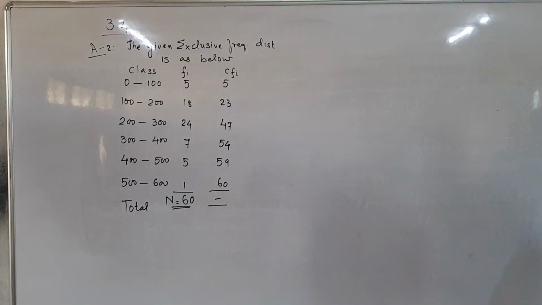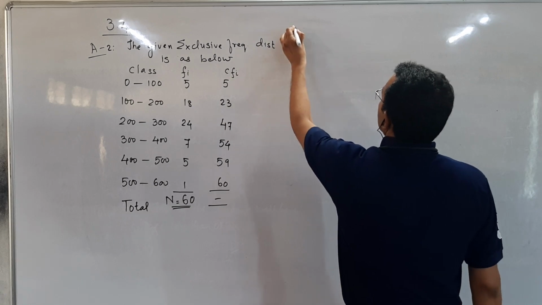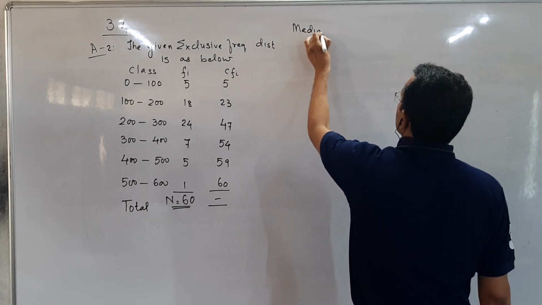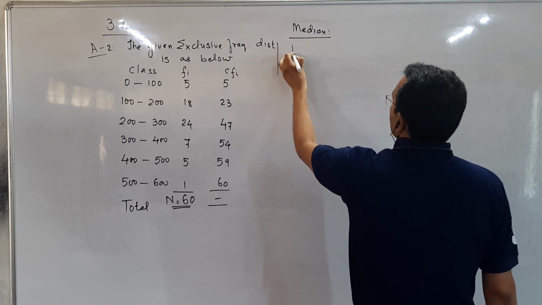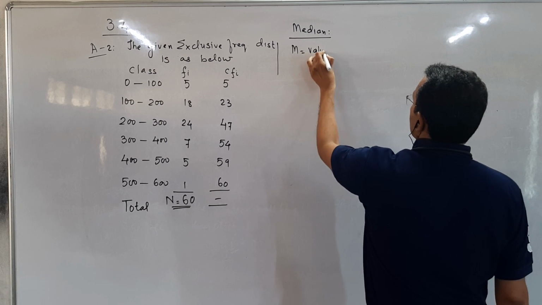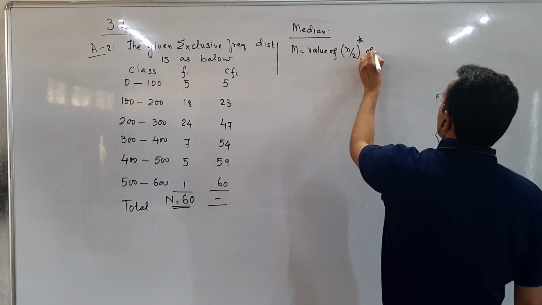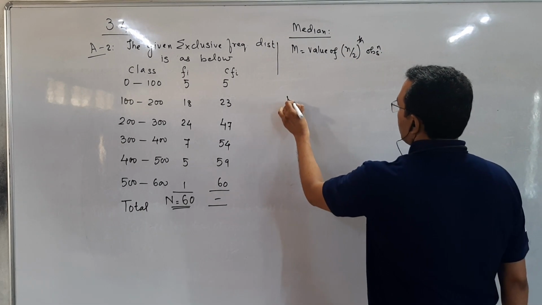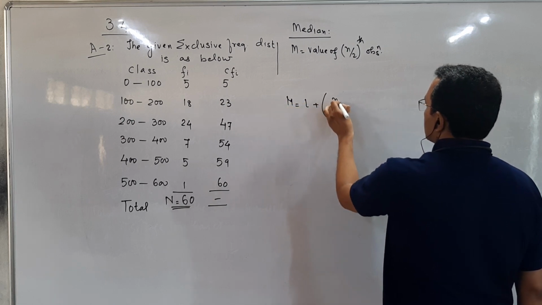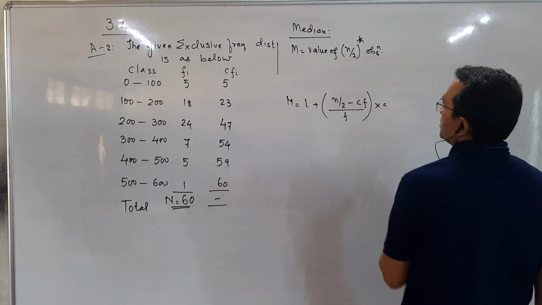Now, the first measure to be found out is median. So I start with median. All of you know, first of all, locate the median class. Median is equal to the value of the n by 2th observation. Why? Because the formula of median is L plus (n by 2 minus CF) upon f into C.